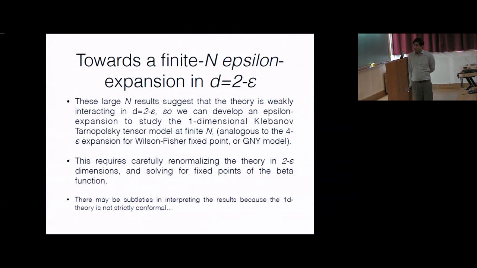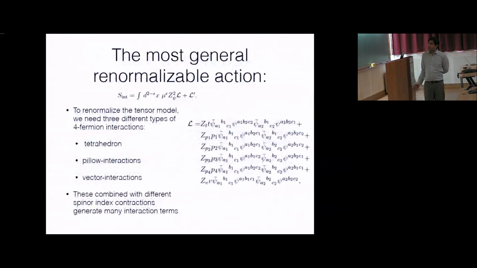This requires carefully renormalizing the theory in 2 minus epsilon dimensions and solving for fixed points of the beta function. Of course, there could be subtleties in interpreting results because the 1D theory is not strictly conformal. But we're just proceeding naively the same way you would do for the Wilson-Fisher fixed point. So you need to write down the most general renormalizable action involving these indexed fields.